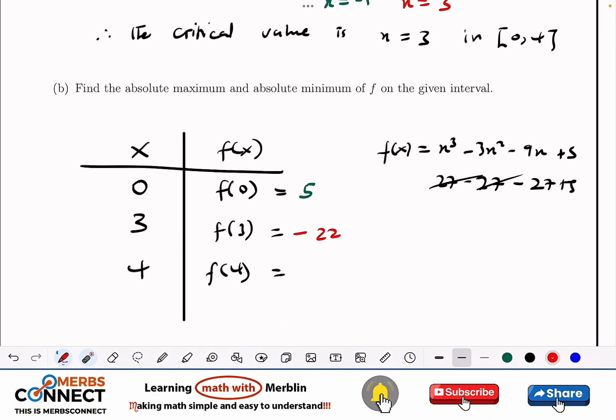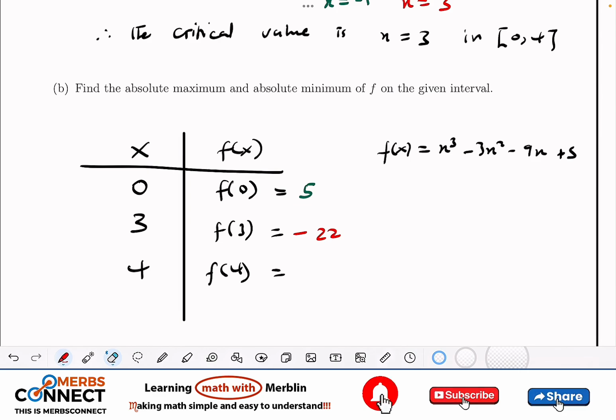Good. Now let's look at 4. What is 4 to the power 3? So 4 to the power 3, I think it's supposed to be 64. Yeah, something like that. 64, because 4 times 4 is 16 times 4, yeah, 64. Yeah, can check the calculator to confirm it for me.